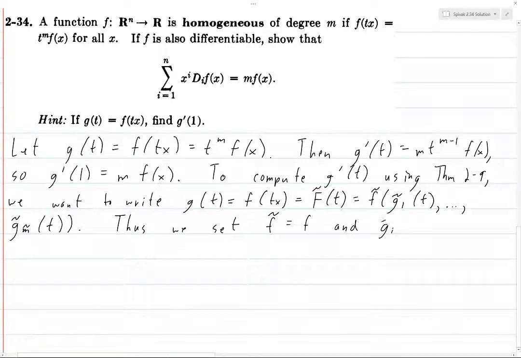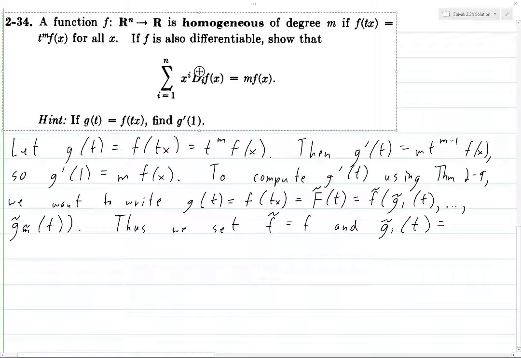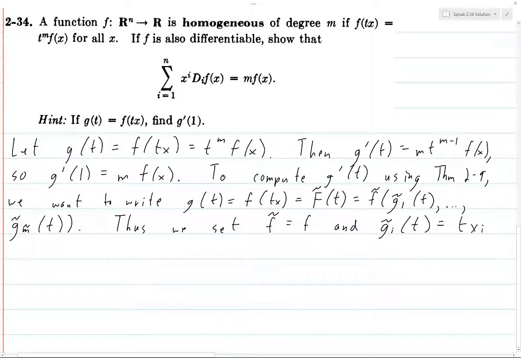And for each i, g tilde i of t is going to be, well, we want the input of f to be t times x. So we want the ith coordinate to be t times xi. So we want g tilde i of t to be precisely t times xi. And this is going to hold for i equals 1 through n, because x has n entries, since the domain of f without a tilde is Rn. And that's the maximum number of tilde g's, and so n must be precisely m tilde.